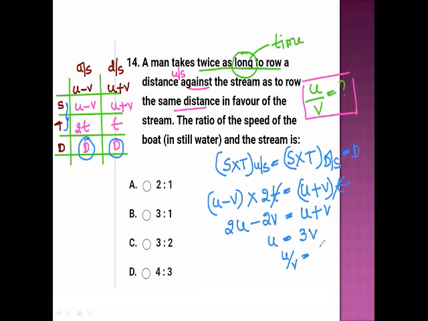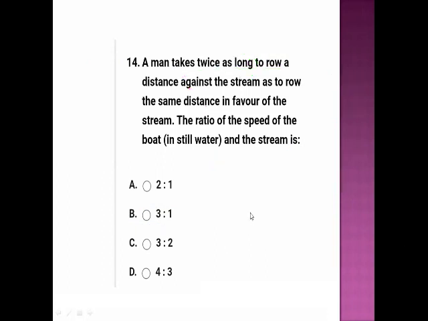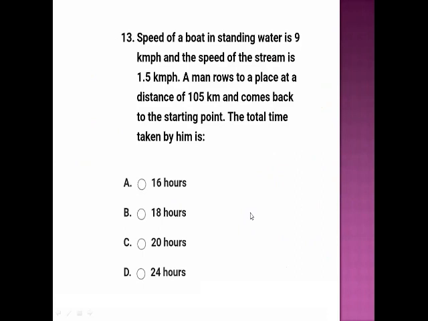Therefore, u by v will be equal to 3:1. So the answer is 3:1. This is the solution of this problem. We are moving to the next problem, question number 13.